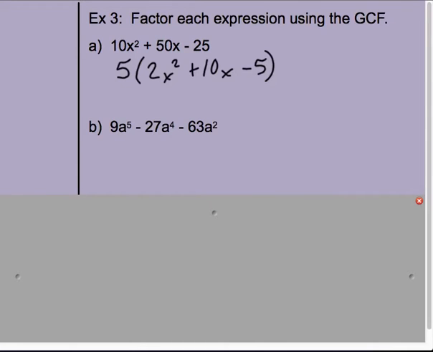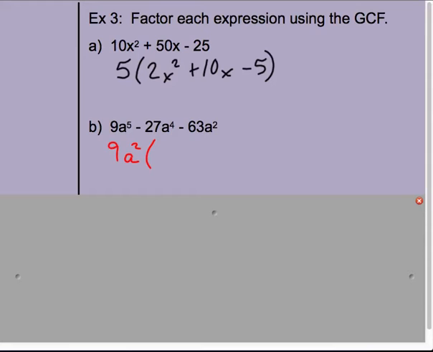Next, looking at my numbers, 9 goes into 27, and 9 goes into 63, so 9 would be my GCF. Looking at my variables, I've got a to the 5th, a to the 4th, and a squared. So we grab the smallest exponent. 9 divided by 9 is 1.